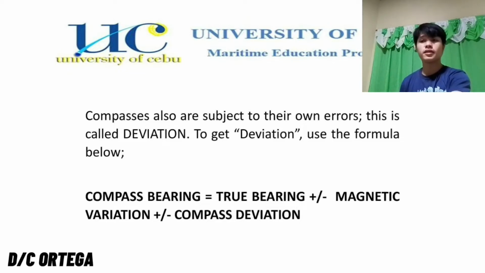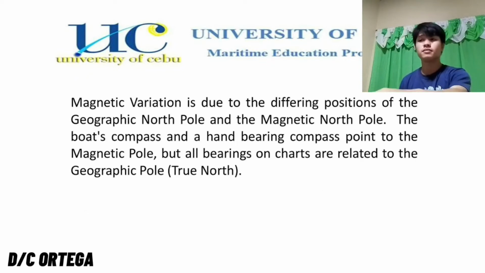To get deviation, we have this formula below. Compass bearing equals true bearing plus or minus magnetic variation plus or minus compass deviation, depending on its direction. Magnetic variation is due to the differing positions of the geographic North Pole and the magnetic North Pole. The boat's compass and a hand bearing compass point to the magnetic pole, but all bearings on charts are related to the geographic pole, or true north.